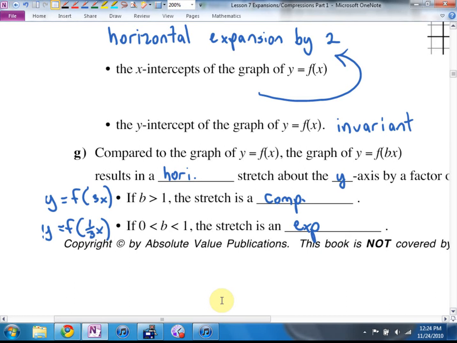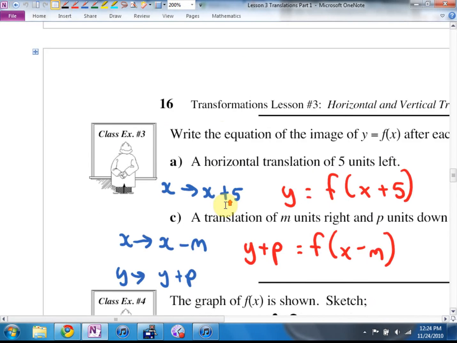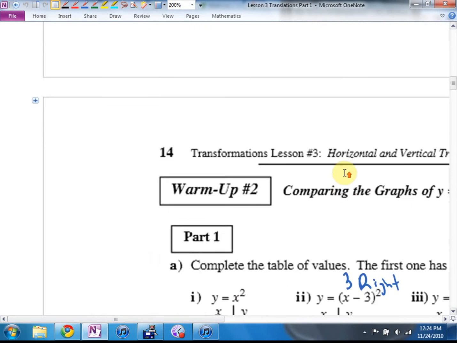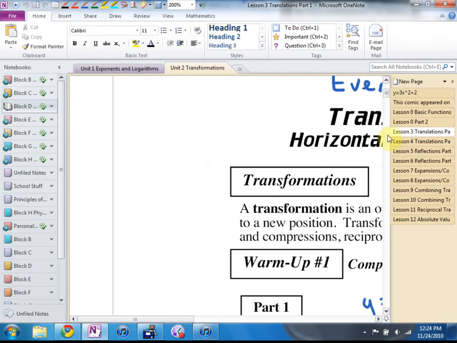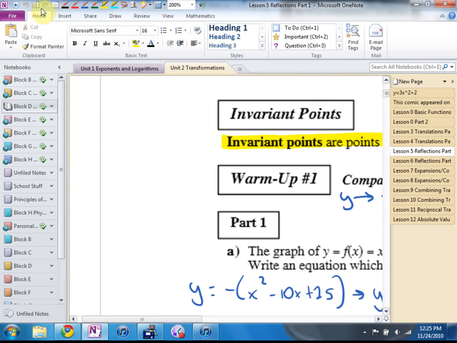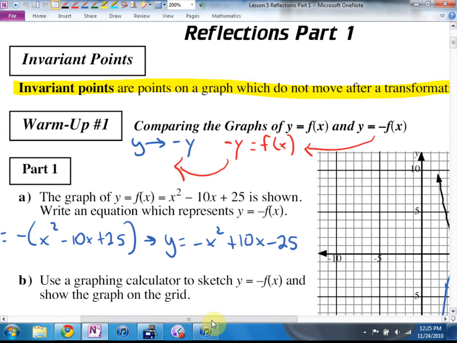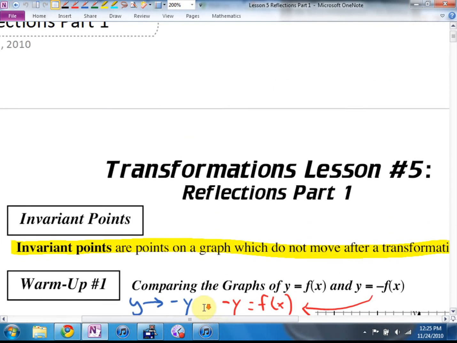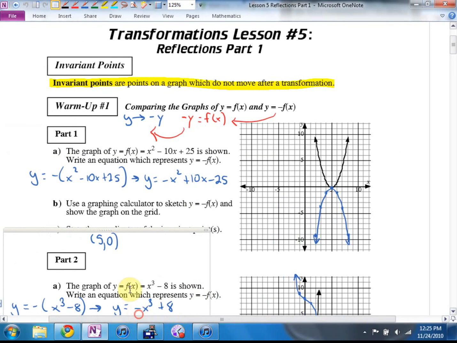What's invariant mean? Less than 3, look up. Top of the page. Right at the beginning. No, I don't want less than 3. I want less than 5, Mr. Dueck. Top of the page, right at the beginning, Mr. Dueck. Yeah. What are invariant points there? Less than 5, beginning. Okay. So invariant means doesn't go anywhere, doesn't move.